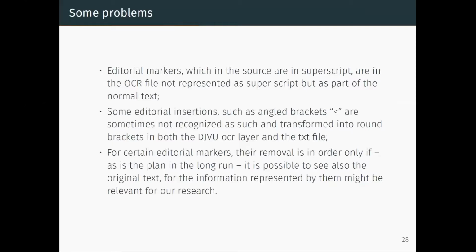So actually, the removal of the editorial markers is only in order if we are also able to go back to the source file. So from the computational tool that we have, go back to the source file immediately to see whether something was indeed part of the original text, yes or no.